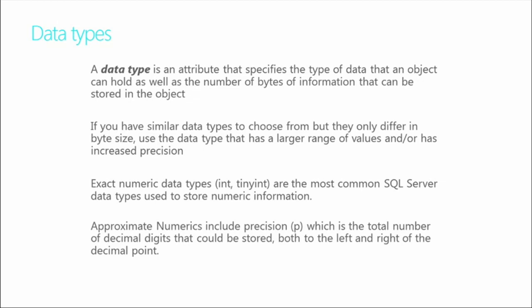Some exact numeric data types are int and tinyint, and these are probably the most commonly used data types because they're storing numeric information. And then we have approximate numeric types. These include precision, as indicated by the letter P, which gives us the total number of decimal digits that can be stored both to the left and to the right of the decimal point. All of this has to be considered when you're deciding what columns to create for your new table, for instance, and what type of data you're storing in there.